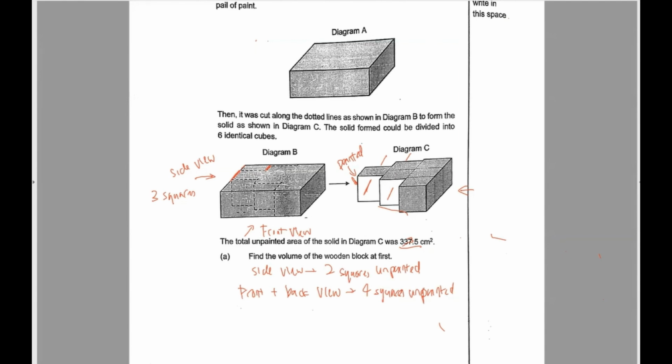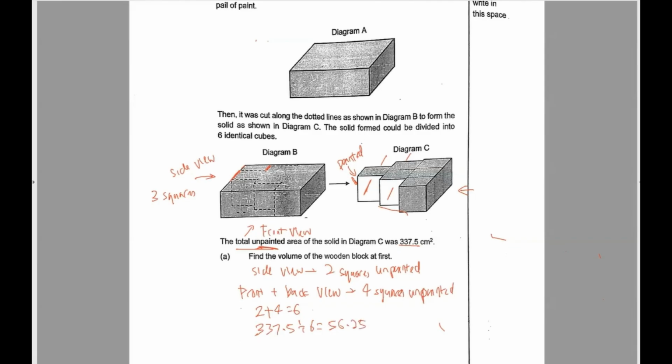So altogether, there are 2 plus 4, 6 squares unpainted. The question provides that the total unpainted area is 337.5. So 6 squares is 337.5. 1 square will be 337.5 divided by 6, which is 56.25.